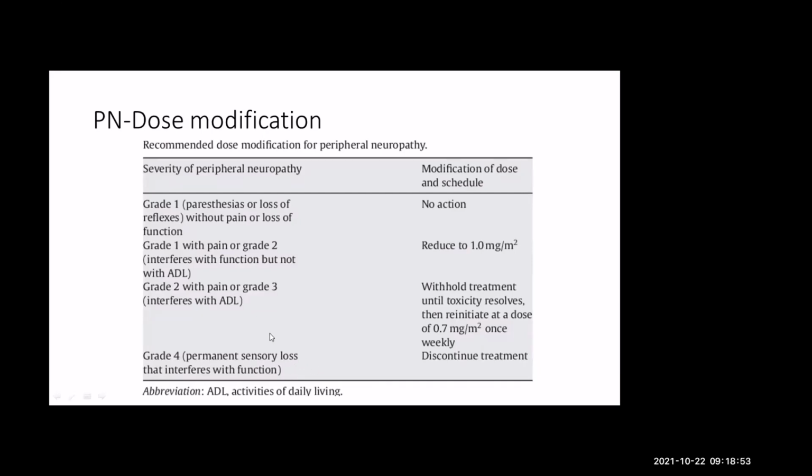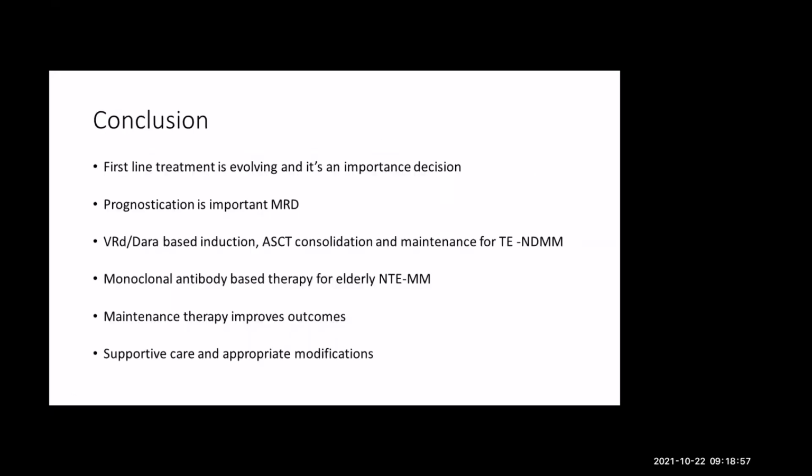So this should be kept in mind, so that we don't end up having toxicity for our patient. So to conclude that, I think first line treatment is important, and it is rapidly changing. And this is an important decision we have to make for our multiple myeloma patient. Prognostication is also improving, and the emerging role of MRD for prognostication, which we saw. VRD or DARA-based induction followed by transplant and maintenance seems to be the current standard and associated with best outcome in newly diagnosed transplant eligible patient.